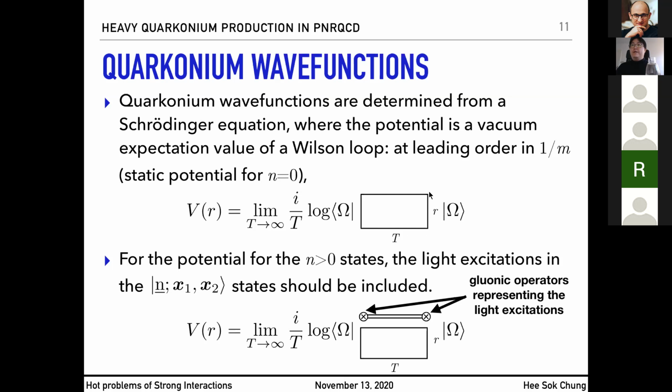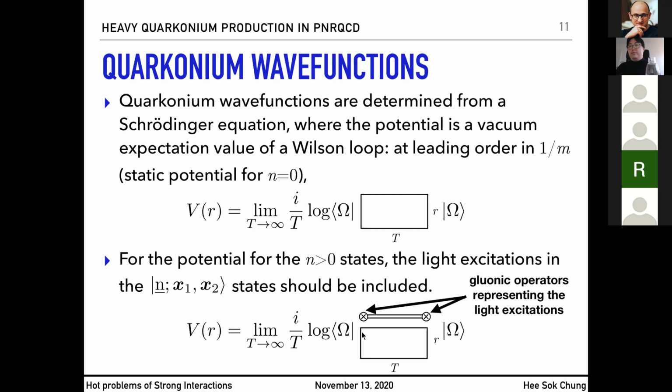The spatial size r comes from the displacement of q from the q bar. We take the vacuum expectation value of it, and by taking the logarithm and taking the limit t going to infinity, this form gives you the static potential, as first discovered by Ken Wilson. For the potential for the n larger than 0 states, that is the excited states, the light excitations in these states should also be included.